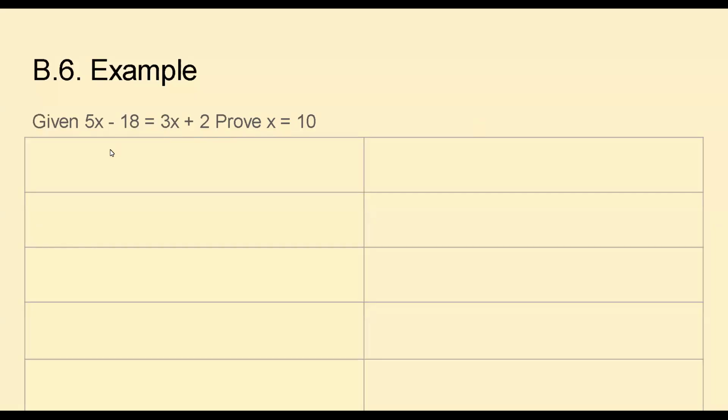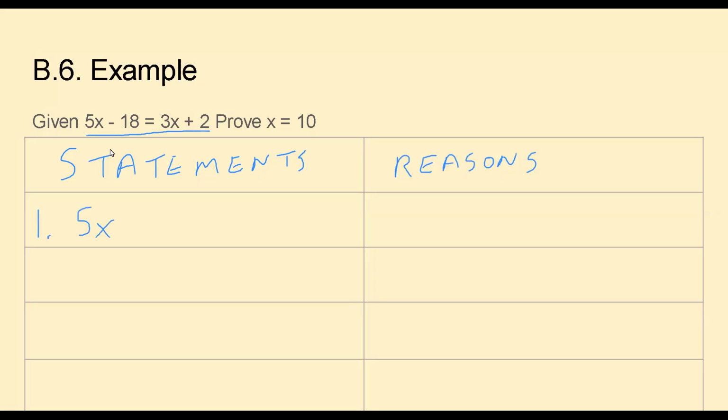So again, to do a proof, we have two columns here. In the left column, we will write our statements. And in the right column, we will write the reasons that justify those statements. So the first statement you always start out with is the given. So 5x minus 18 is equal to 3x plus 2. The reason that we know that that is true is because it was given to us.